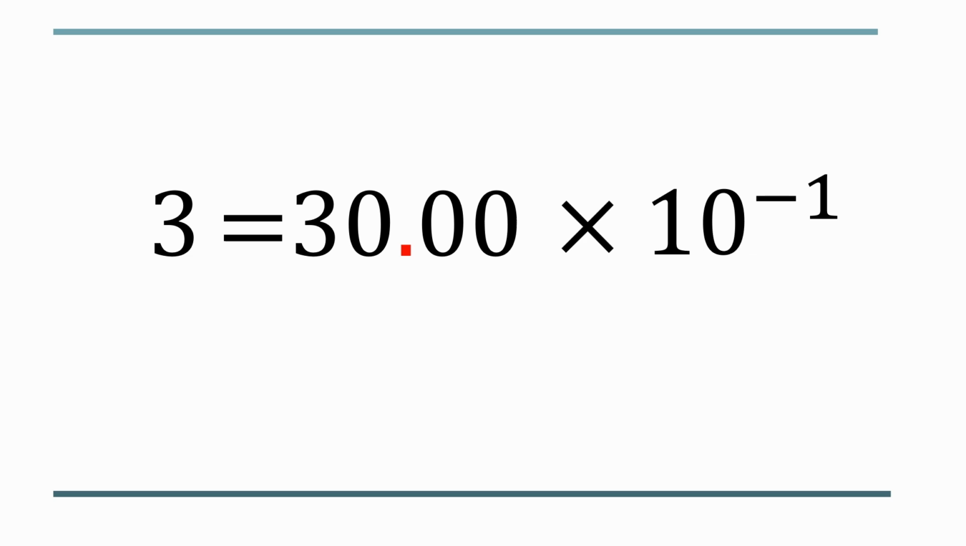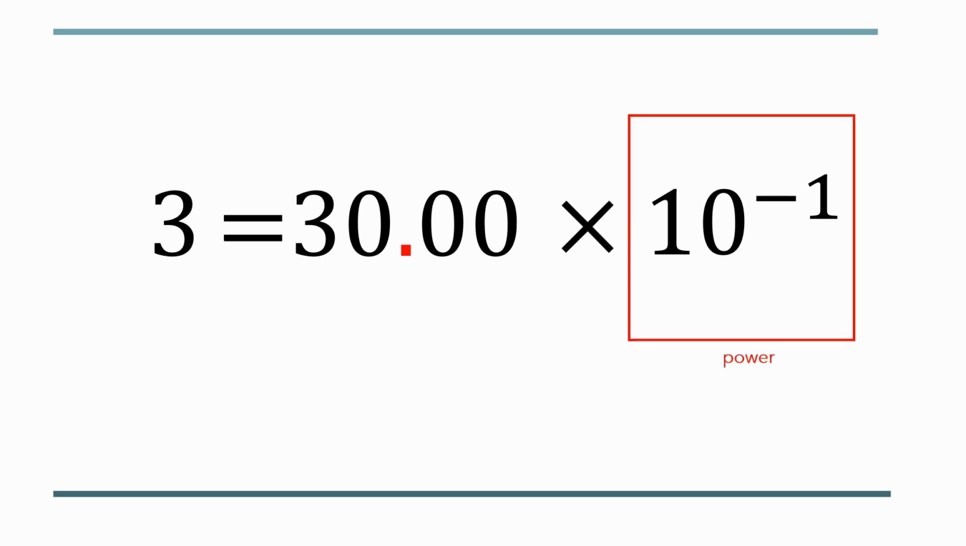A number such as 10 to the power of minus 1 is called a power. The number 10 is called the base, and minus 1 is called an exponent or an index.